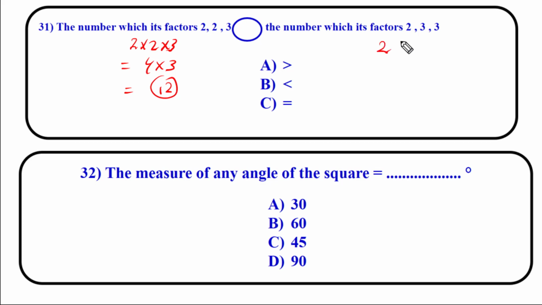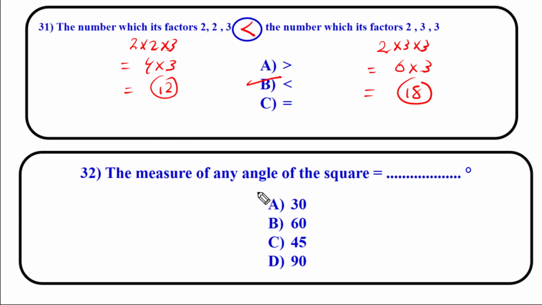Next, 2 times 3 times 3. It will be 6 times 3. 6 times 3 equals what? Equals 18. Now compare between 12 and 18. 12 is less than 18, so the correct answer is B.